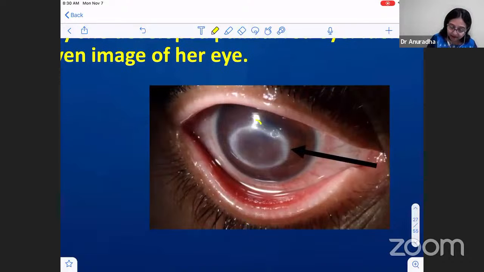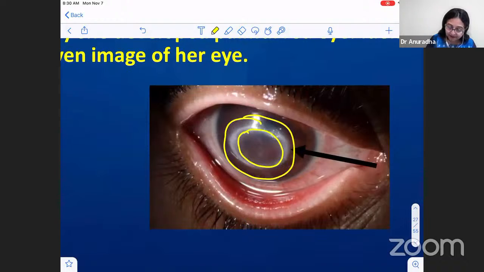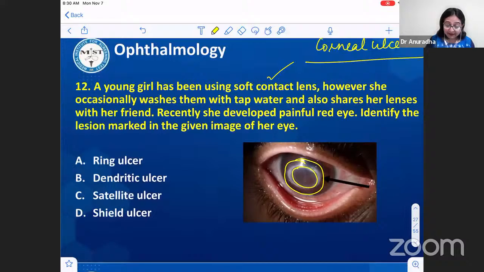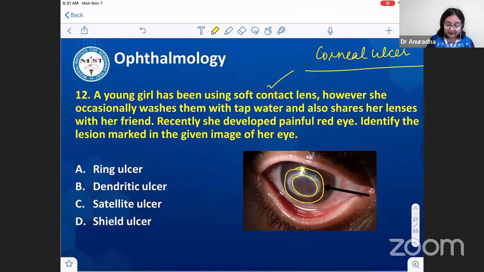You are seeing a ring ulcer, beta. Look at the typical shape of the ulcer. It is ring ulcer, beta. Okay. So this is not a dendritic ulcer. This is not a satellite ulcer. Satellite ulcer is seen in fungal cases. The shield ulcer is seen in VKC, spring catarrh.